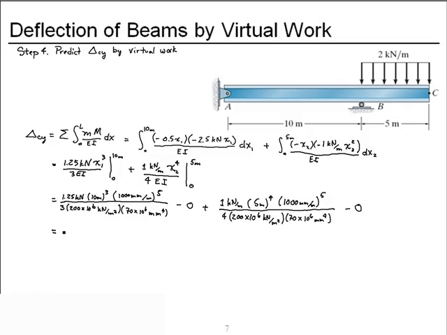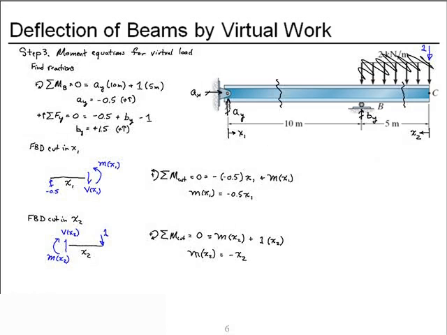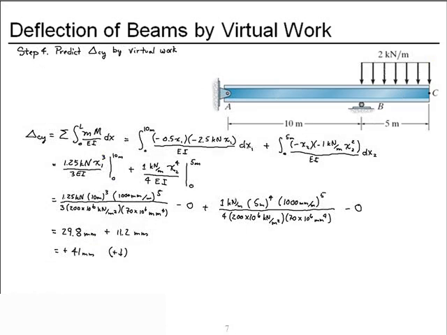If I evaluate the first term, I get 29.8 millimeters. Subtract the 0, add the second term, I get 11.2 millimeters, and so it's a positive 41 millimeters. Remember, in this case, positive means down, because back when we applied our virtual load, we applied our virtual load down. So a positive deflection means it's in the direction of the virtual load.